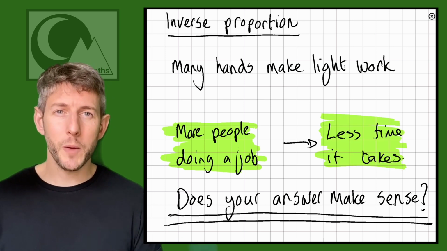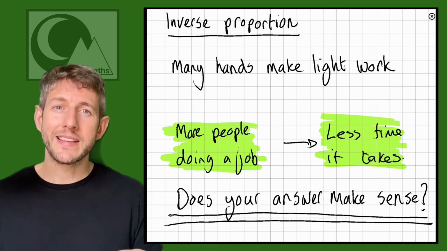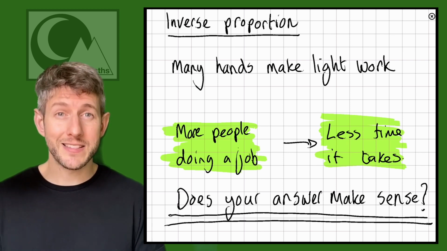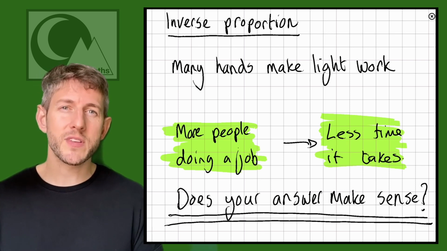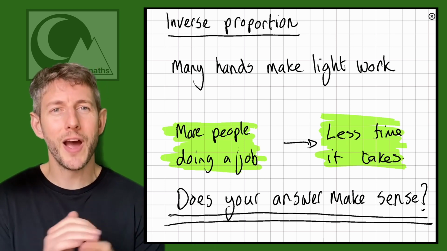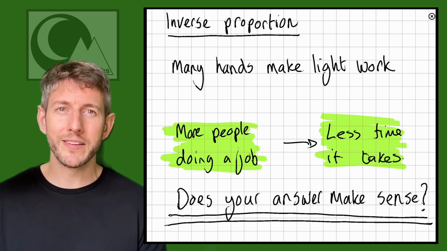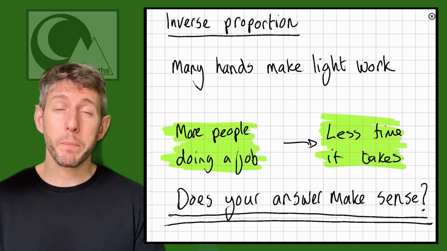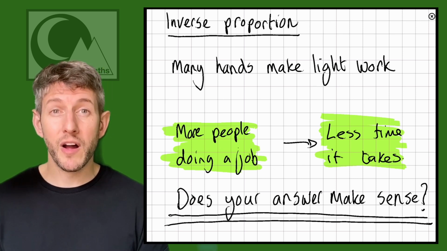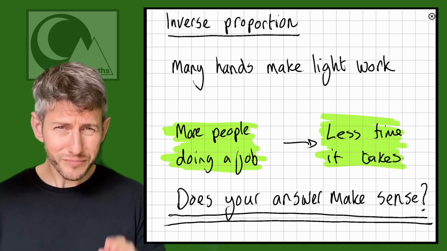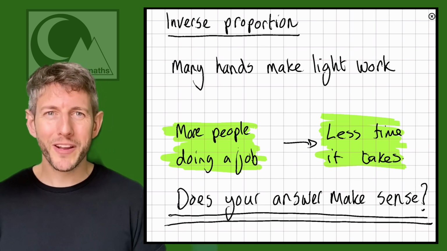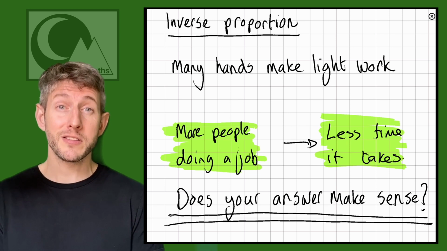If you're doing a job and someone comes and helps you out, it's likely that the job is going to take you less time. In the world of maths, we presume that is the case. We don't know about the details of this person that's come to help you. We don't know if they're a help or a hindrance, but we're assuming that the more people there are, the quicker a task is to do. Okay, so bearing that in mind, let's have a look at our first question.